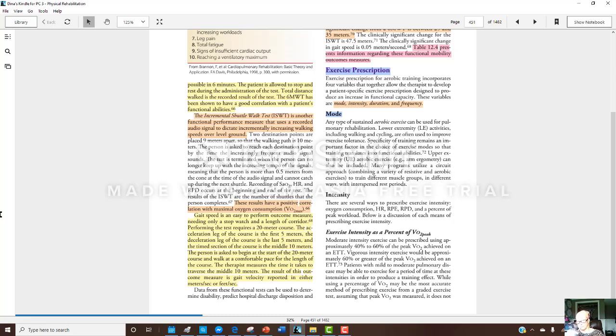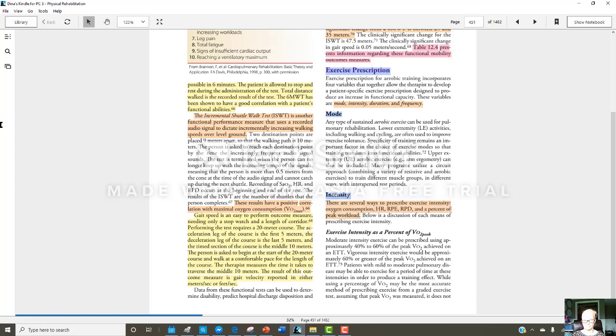Many programs utilize a circuit approach, combining a variety of resistive and aerobic exercises to train different muscle groups in different ways, with interspersed rest periods. Intensity. There are several ways to prescribe exercise intensity: oxygen consumption, HR, RPE, RPD, and the percent of peak workload. Below is a discussion of each means of prescribing exercise intensity.